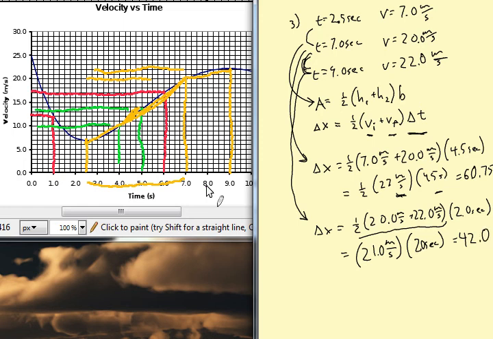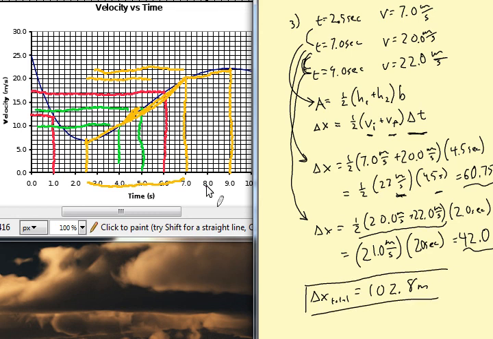So you add them together. Delta x total, I'm just going to put a little total subscript on this, is going to be this plus this, and the answer is going to be 102.8 meters is our approximate displacement there for part C.